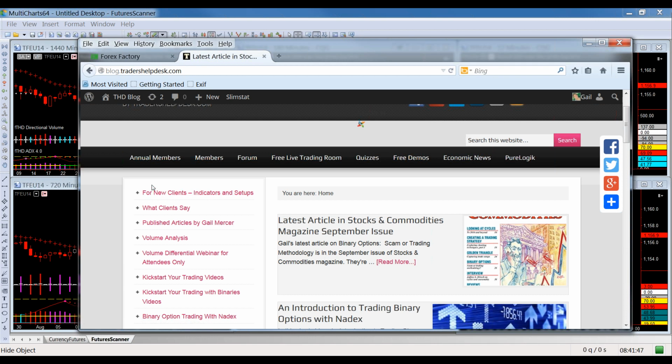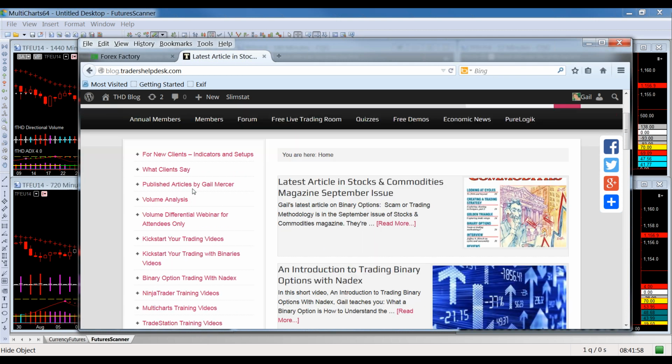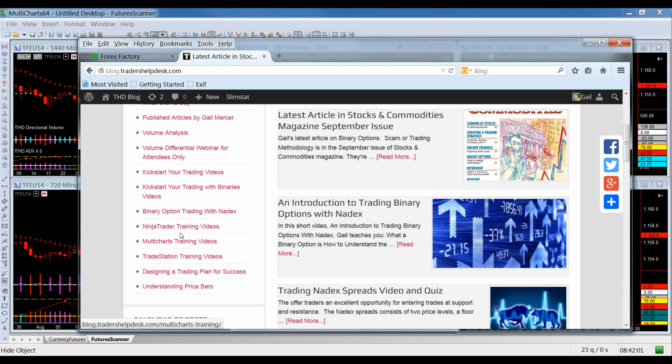Okay, so after this one, depending on how well you know your platform, I know all of my platforms pretty well. Now, if you're a computer geek and you know everything about the platform that you're using, I would start out with Kickstart Your Trading, because that has the price bars, it has the volume analysis, and it has the setups in it. Then if you're going to do binaries, I would go to Kickstart Your Trading with binary videos, and I would do the binary option trading.